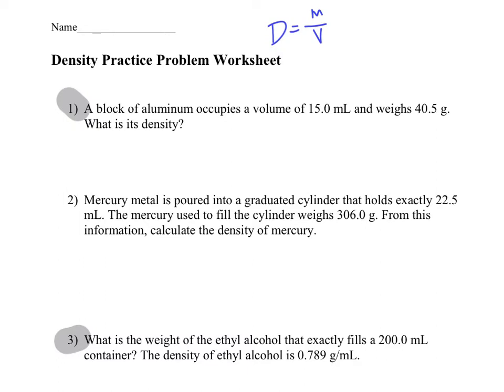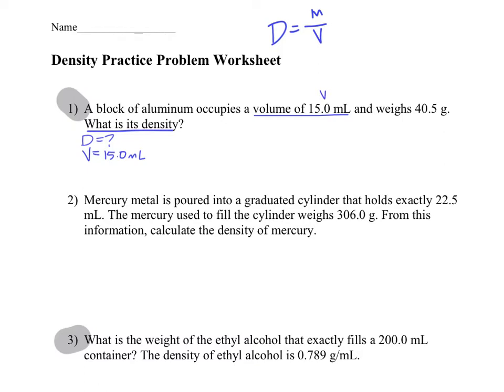So in our first example, it says a block of aluminum occupies a volume of 15.0 milliliters and weighs 40.5 grams. What is its density? Okay, so I know by looking at this that I need to solve for density. So I'm going to write here on the left, density equals question mark, because I don't know. That's what I need to solve for. It says the aluminum occupies a volume of 15.0 milliliters. I know that this is measuring the volume of my aluminum. So I'm going to write over here to the left that the volume is 15 milliliters.